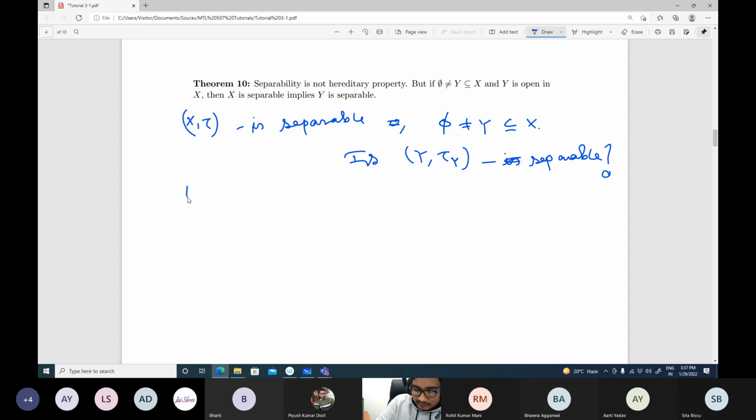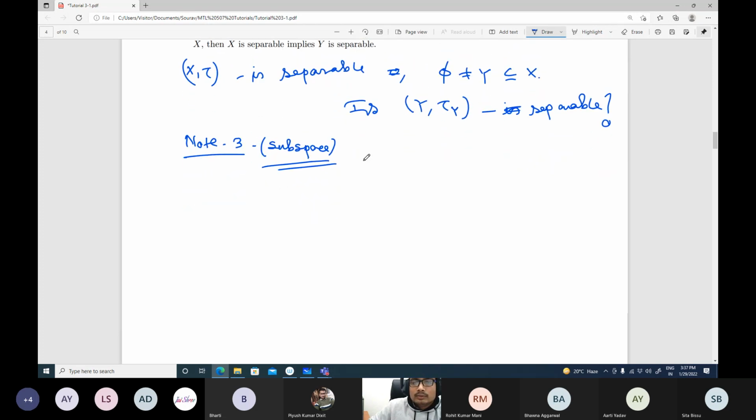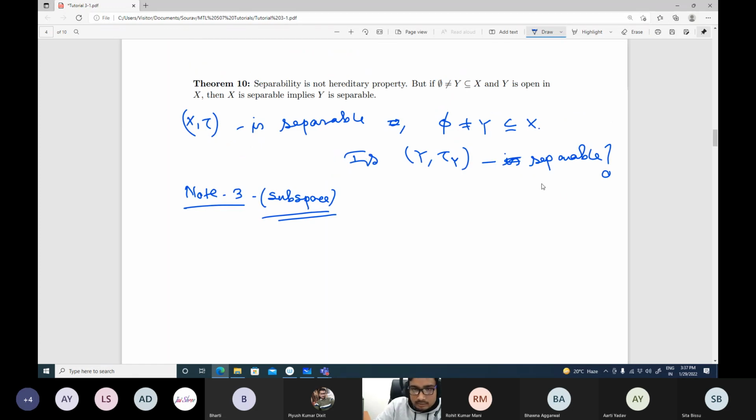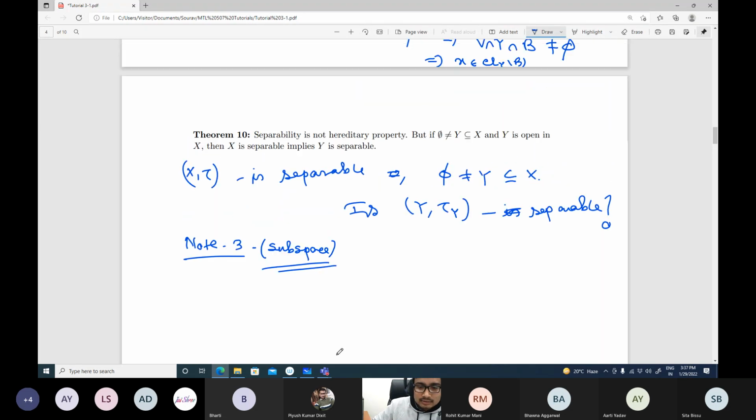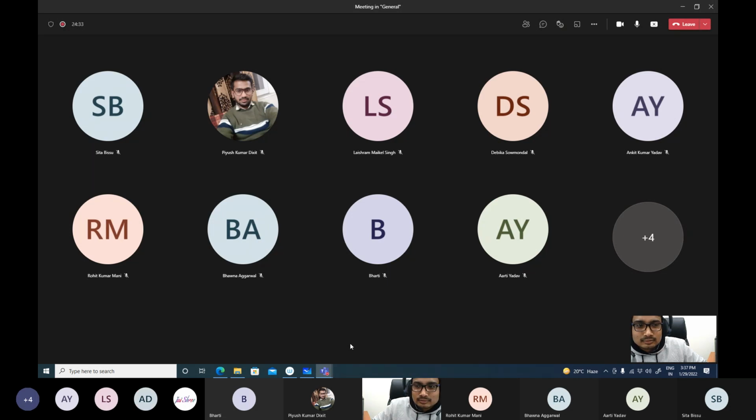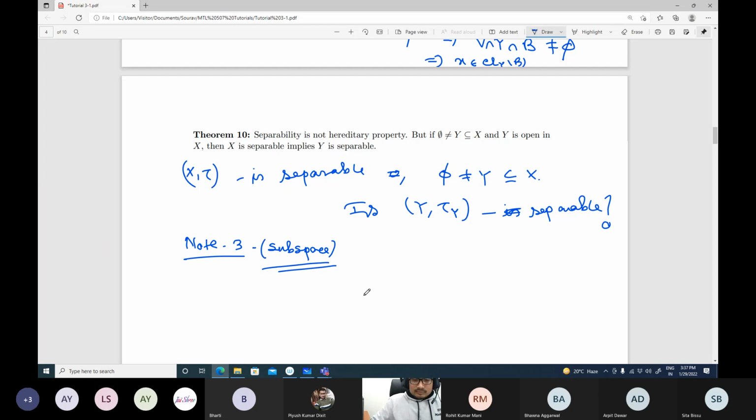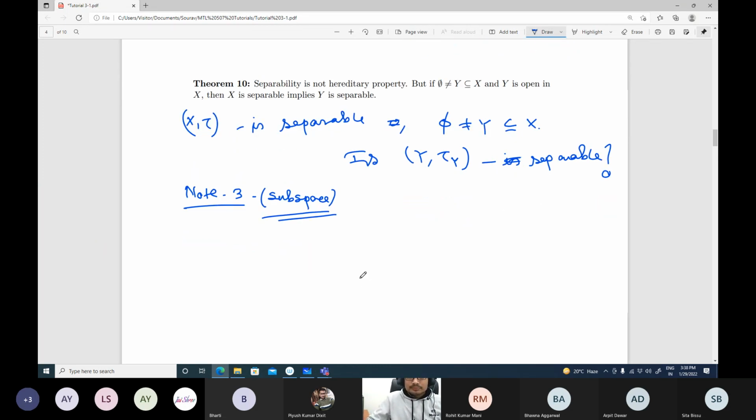Yes, and this example is given in your note 3, which was sent to you on subspace. Now tell me the example. So whether this is separable implies this is separable or not. If not, then give me an example. No, sir. Yes, this is not true, right? So what will be the example? So Moore plane. Yes, Moore plane. There we took the subset as the real line, right? The x-axis, which has the discrete topology, right?